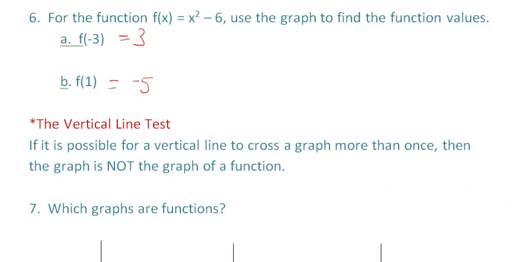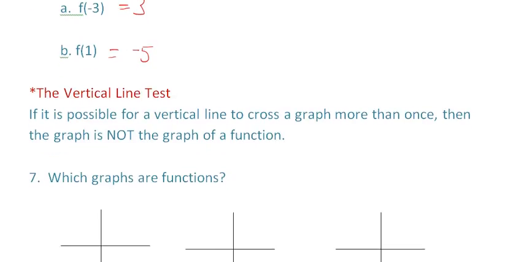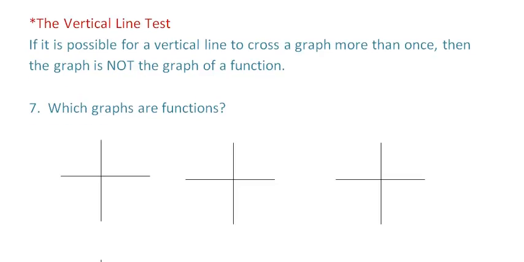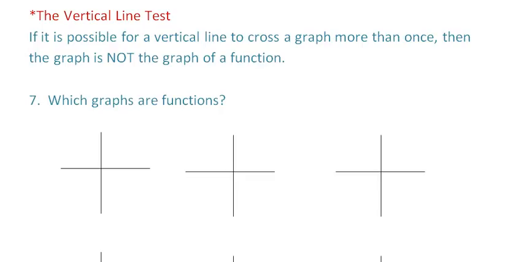Alright, next we're coming up on the vertical line test, which is something that you're probably familiar with. It says if it is possible for a vertical line to cross a graph more than once, then the graph is not the graph of a function. So if a vertical line passes a point more than once on that graph, then it's not a function.